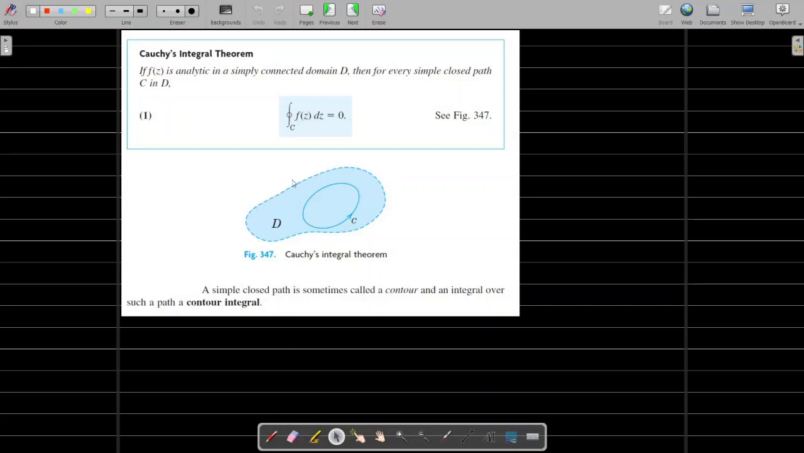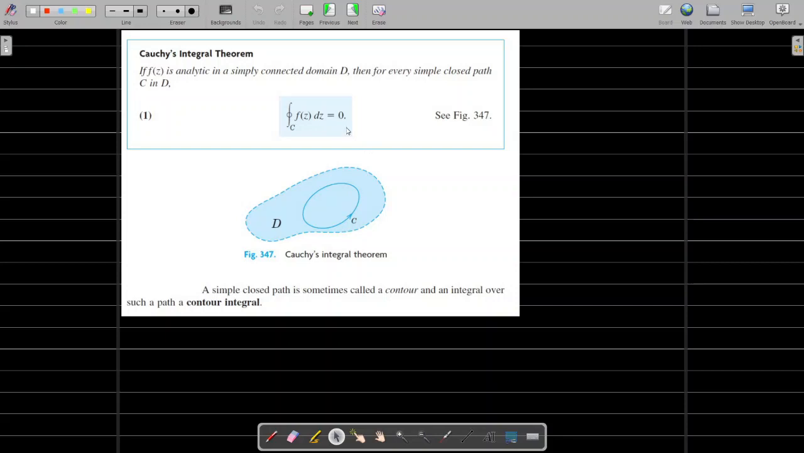I'll illustrate the theorem using this figure. Suppose this region, the dotted line that you see here, is our domain D. The interior of that is our domain capital D, this whole region. And I have a simple closed path C inside my domain. If I have a function f which is analytic in this domain D, then the integral over C of f of z dz is equal to 0.